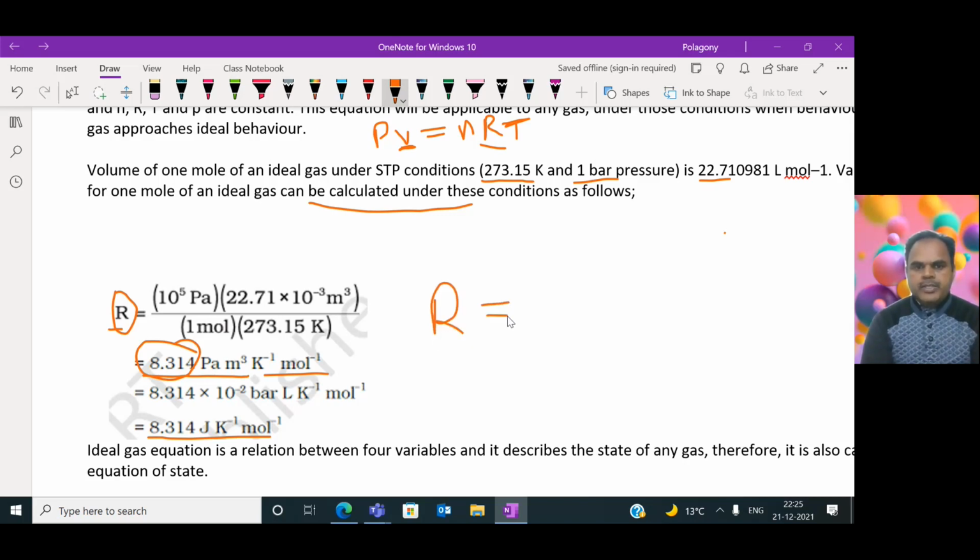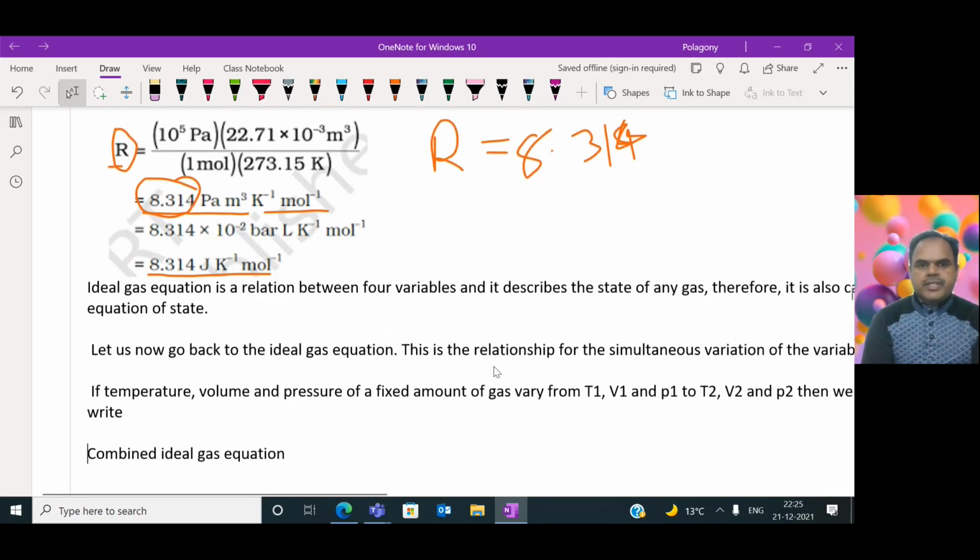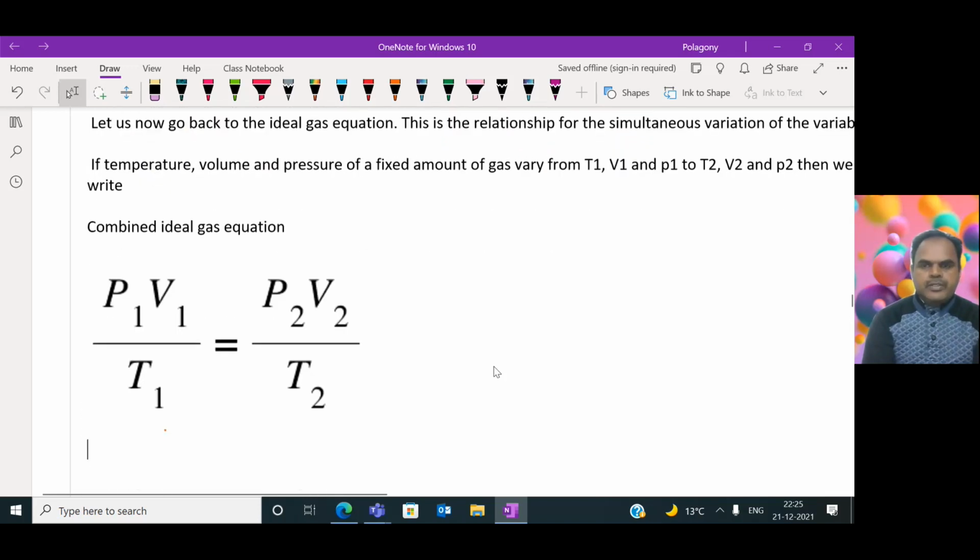The value is how much? 8.314. From the ideal gas equation, a relationship between 4 variables. Out of 4 variables, if you know 3, the fourth one can be easily calculated.